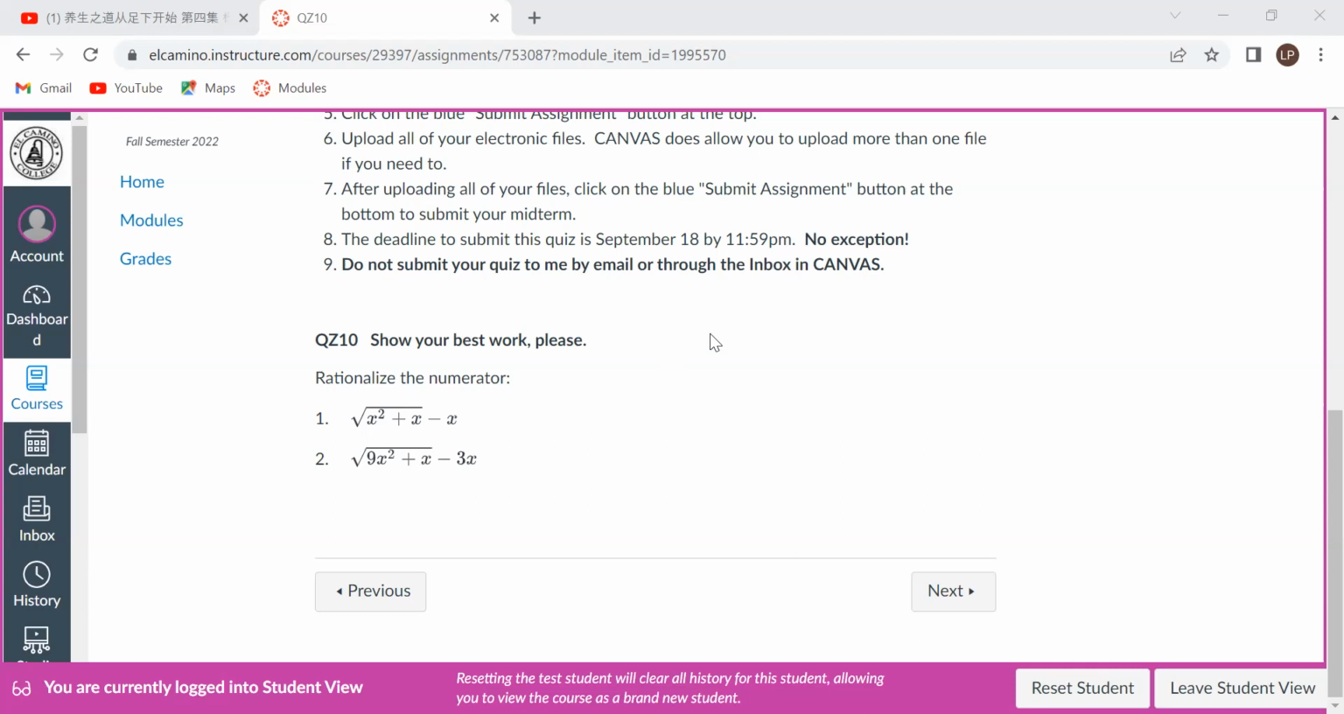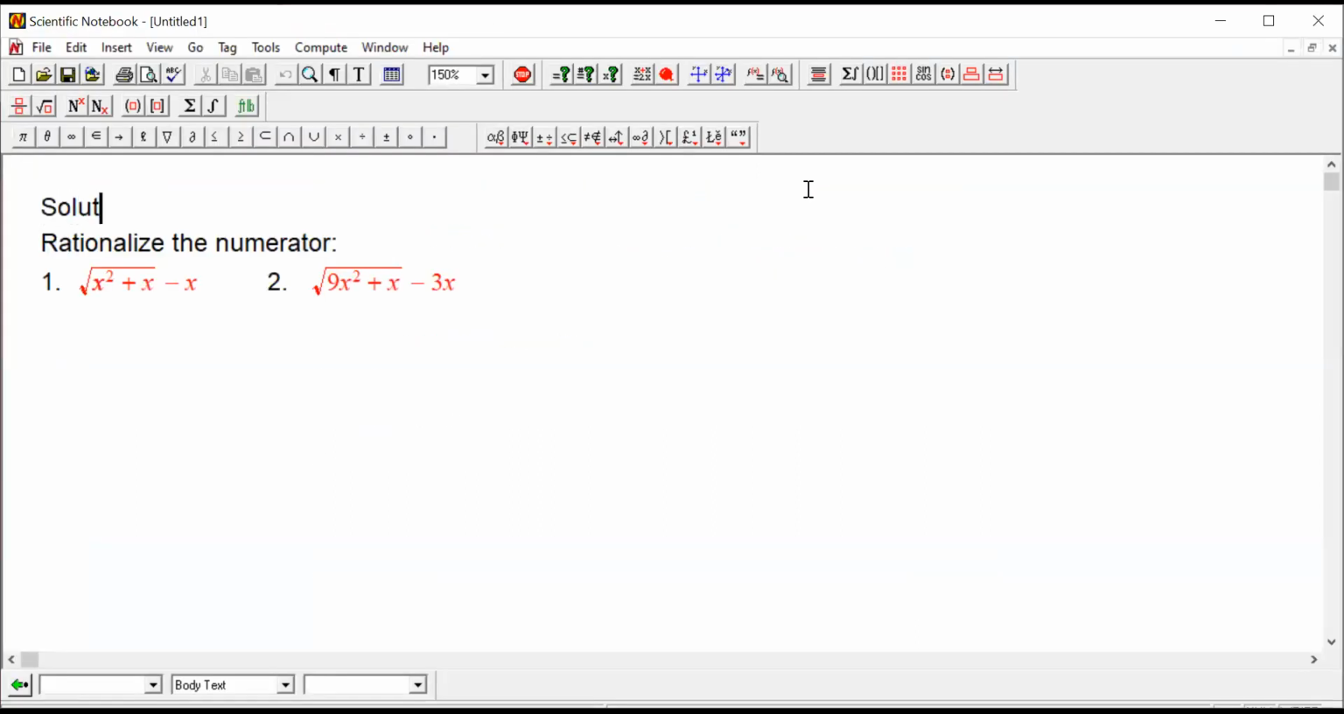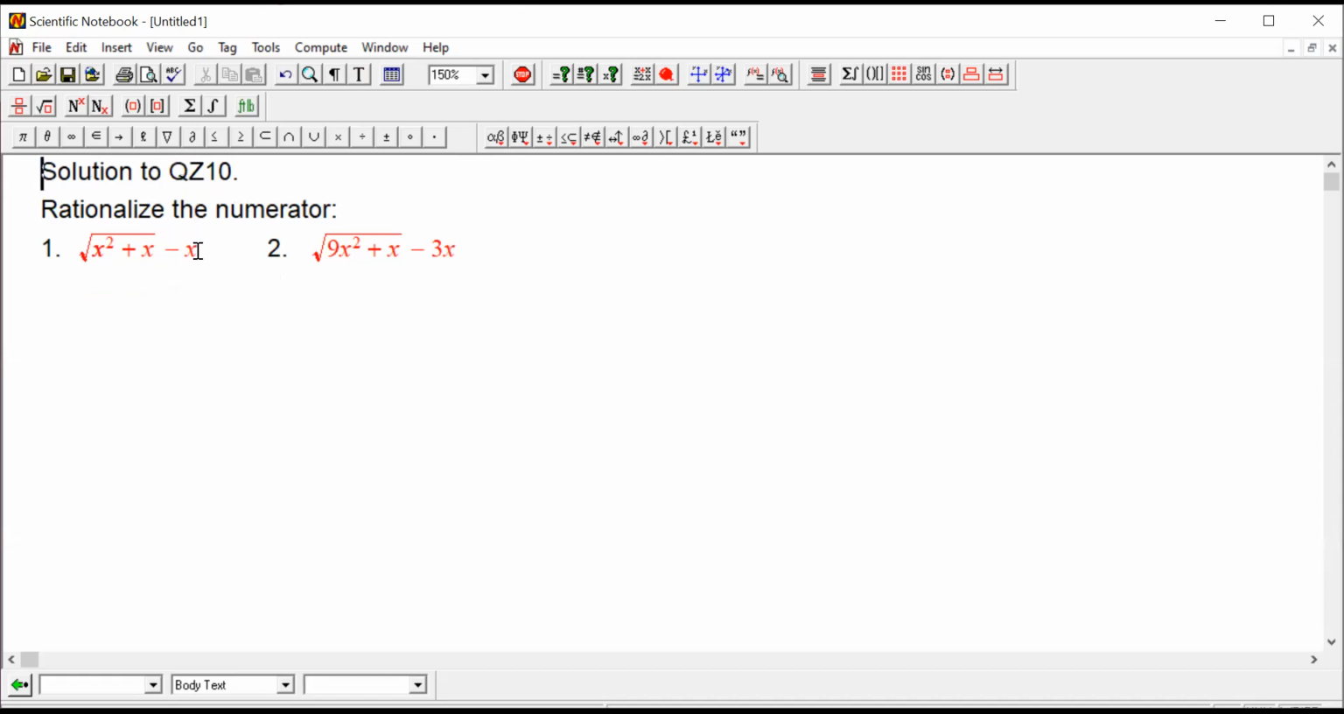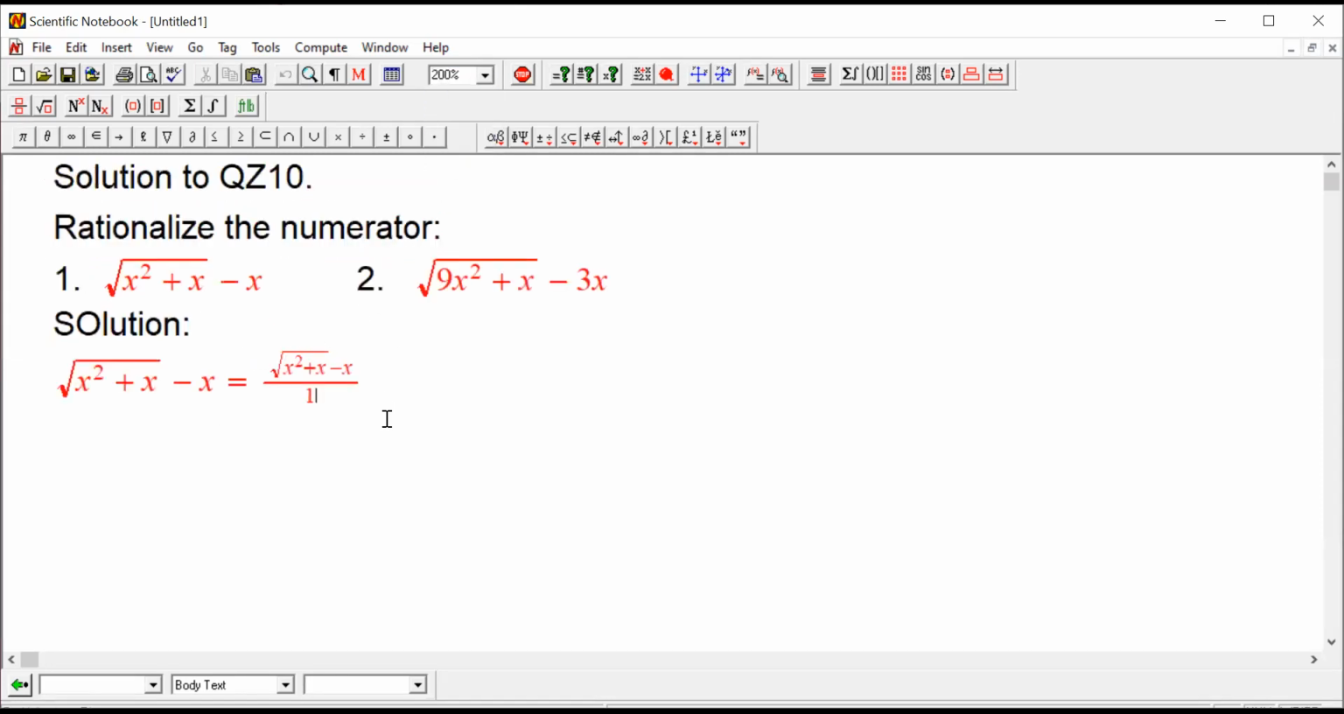This is quiz number 10. So I'm going to show you a solution to this quiz. It's called solution to quiz number 10. How do we rationalize the numerator? They're not in fraction form, but in fact, you can view them as something like this. Let me make the fonts larger.